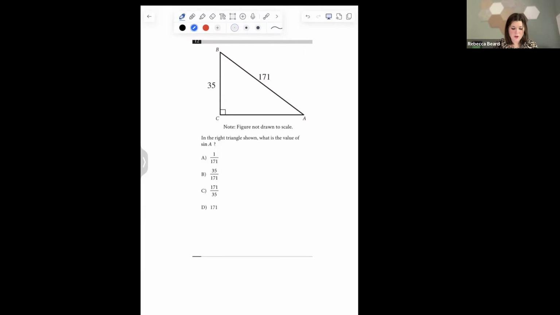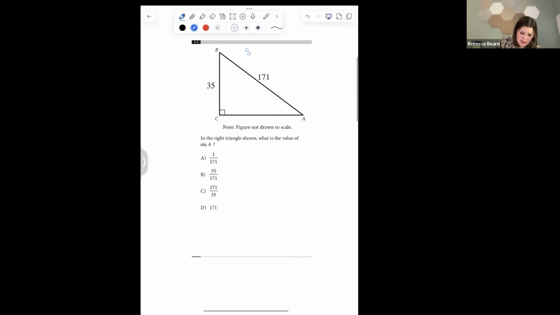SOHCAHTOA is a trig concept that is on almost every single ACT and SAT test. This is how you solve it for both the SAT and the ACT. So this is an example of SOHCAHTOA for the SAT. What you need to focus on in this one, and even with the ACT one, is the acronym SOHCAHTOA.